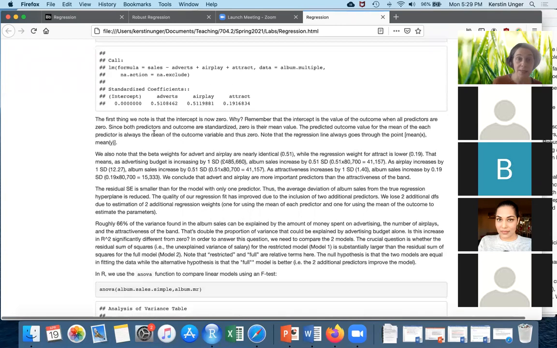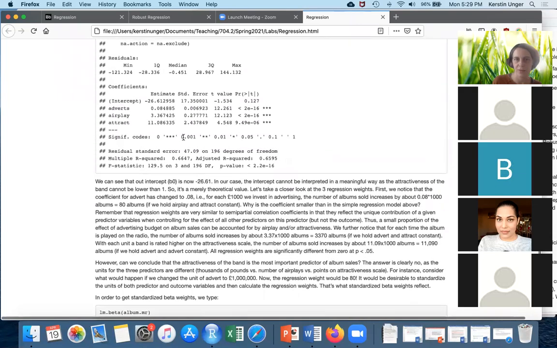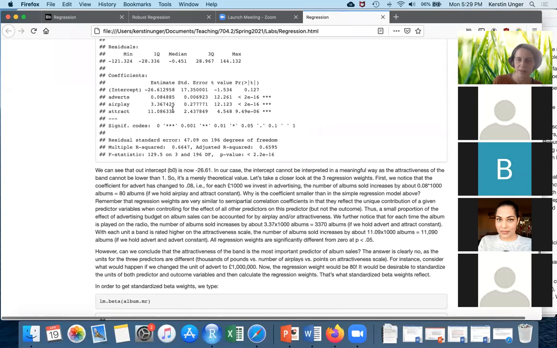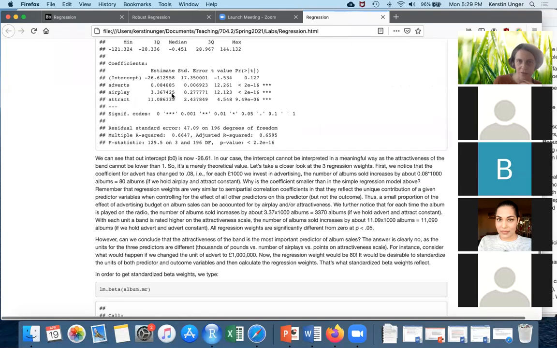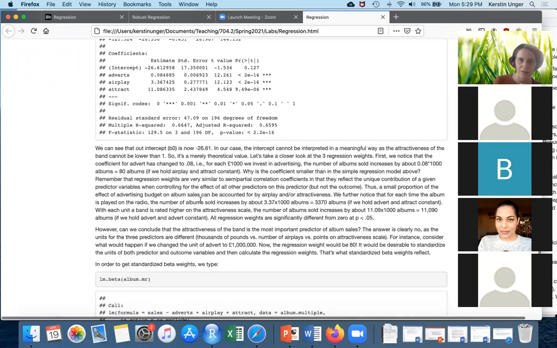So now what we see here is that our standardized regression coefficients for advertisement and airplay are actually quite similar, right? They're both 0.5, whereas the one for attractiveness is much lower. And that is almost the opposite of what we saw before, where the attractiveness coefficient was the highest one, and airplay and especially advertisement budget was much lower. Which was definitely related to the scale for advertisement.